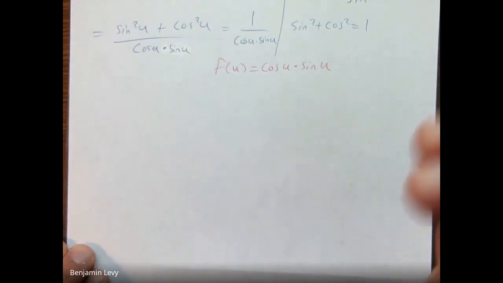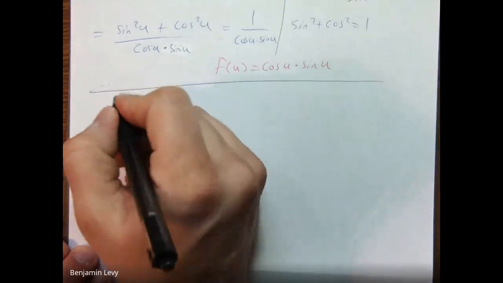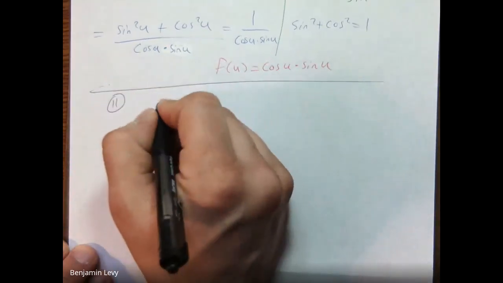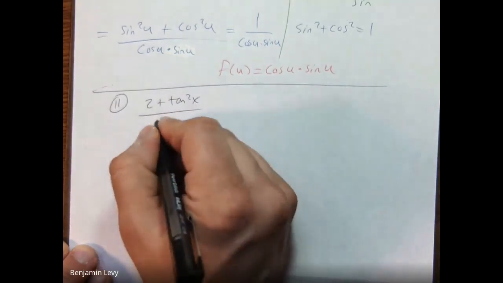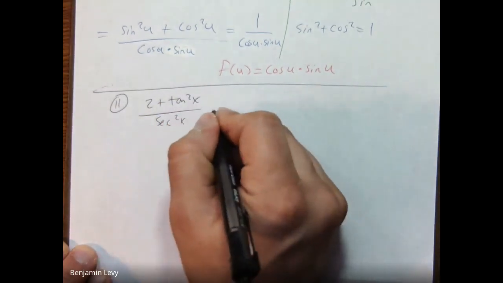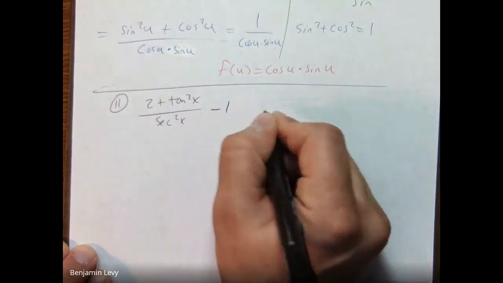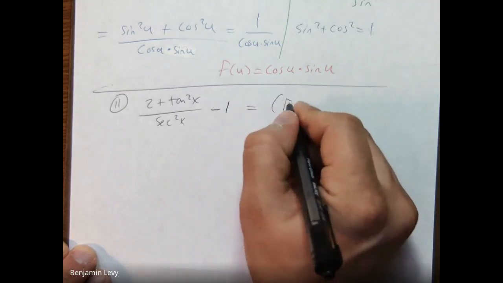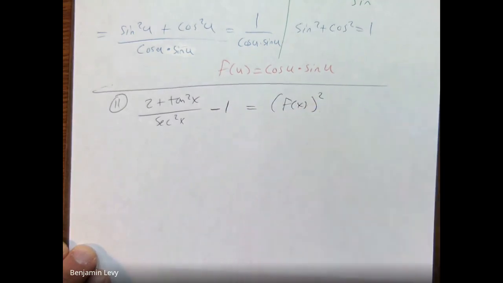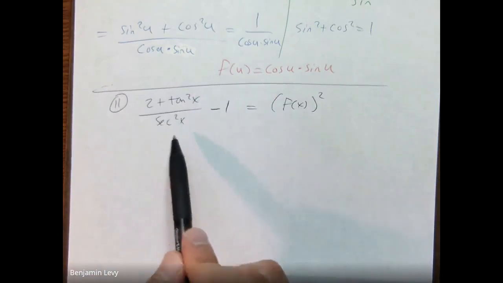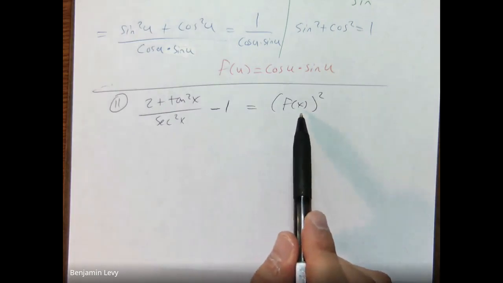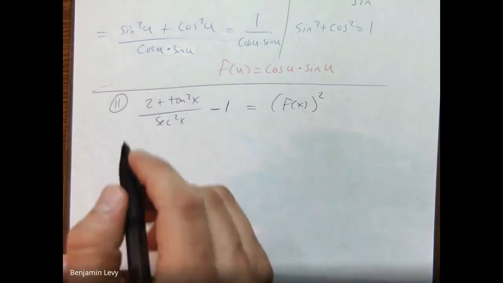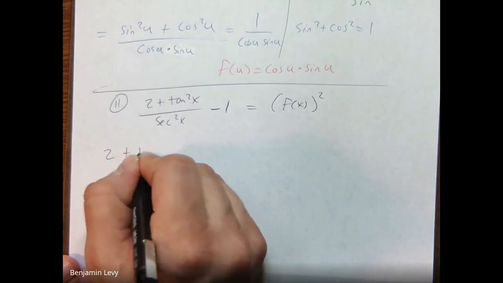So number 11 looks like this. It says 2 plus tan squared over secant squared minus 1 equals something squared. So that's how you want to be thinking about that. You're going to start with the left-hand side, and you're going to simplify it down, and it's going to end up being something squared. And then it wants you to enter the something. And so let's start with the left.